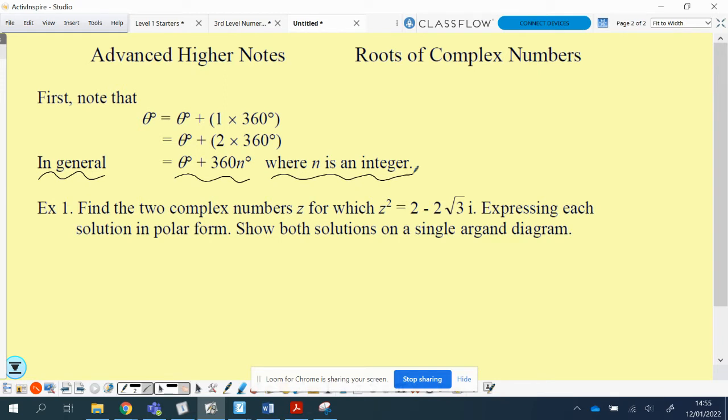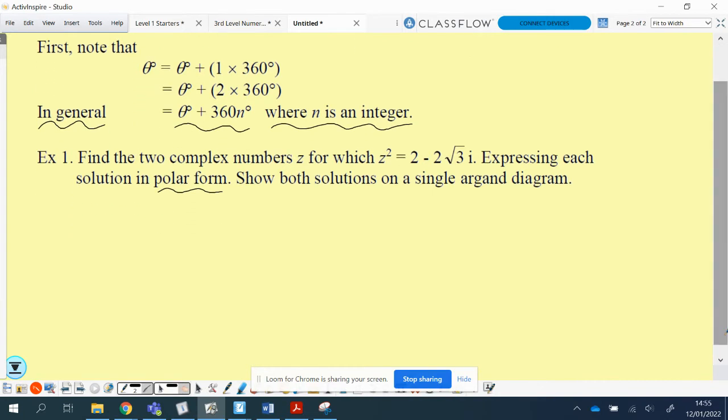Now what we're going to do is find the two complex numbers z for which, if we squared them, we'd get the complex number 2 minus 2 root 3i. We're going to express each solution in polar form, and we're also going to show both solutions on a single Argand diagram, and you're going to see something happens with both solutions. So we're going to start off by trying to find two complex numbers z such that z squared equals 2 minus 2 root 3i.